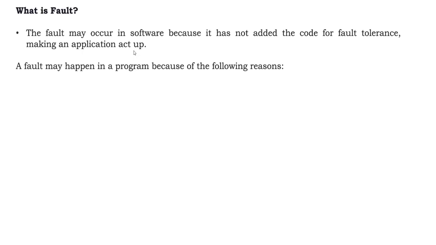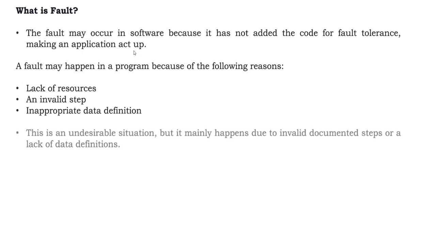Okay. A fault may happen in a program because of the following reasons. One is lack of resources, which means that the knowledgeable resources might not be present in the team. Invalid step that has been taken, which leads to the fault. Appropriate data definition. So all these are the reasons for the fault. This is an undesirable situation, but it mainly happens due to invalid documented steps or a lack of data definitions. When a team is not properly knowledgeable to consider all the situations and code, it might lead to the fault.